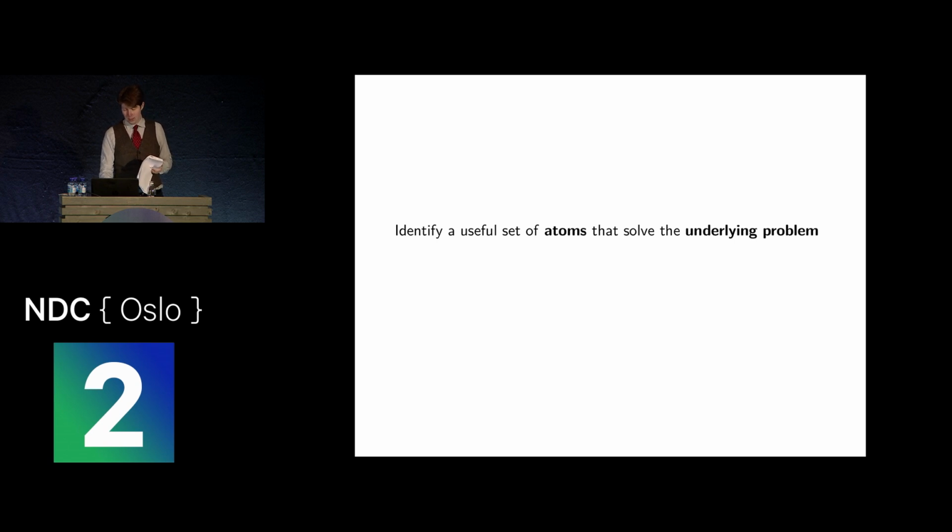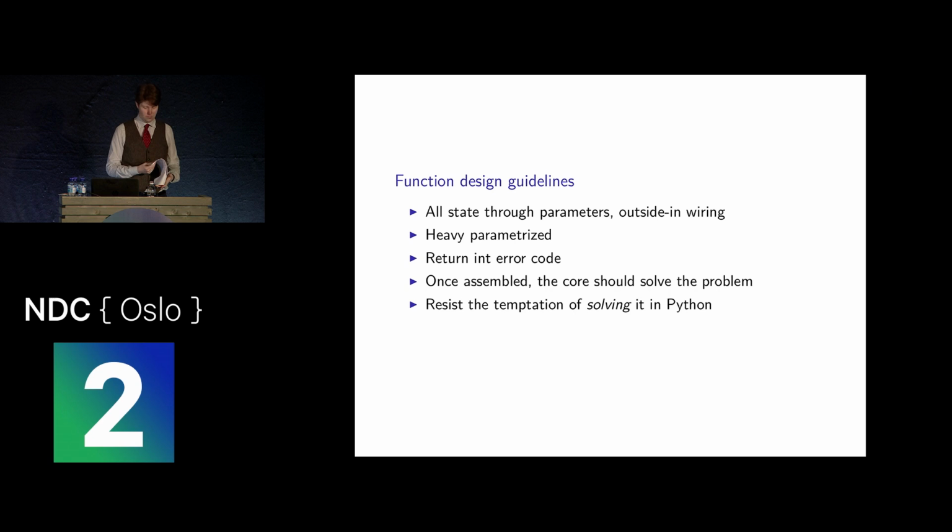In order to design them, I have a few guidelines. And I'm actually very happy with this term, outside-in wiring, because it makes it very clear what state and what data is actually needed to compute something. So for instance, we have a function called trace size or something, and that takes, I think, 6 parameters. By looking at that signature alone, you know exactly what data you need to provide in order to compute the size of a trace.